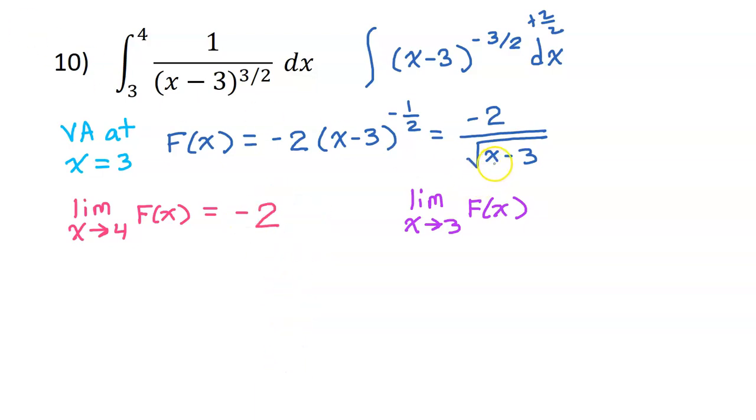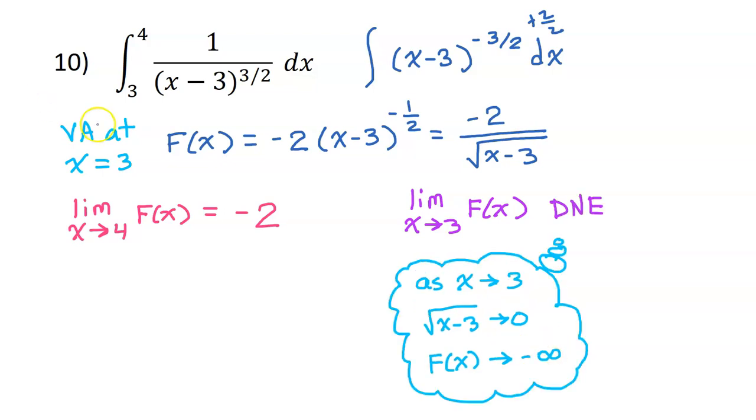We cannot do direct substitution for the second limit because if we plug in 3, that's when we are dividing by 0. That's why we have a vertical asymptote. So we have to think about this a little bit. As x approaches 3, the value of this denominator approaches 0. As the denominator gets tinier and tinier, the overall magnitude of this fraction gets larger and larger. Because the numerator is negative, capital F of x is approaching negative infinity. Therefore, this limit does not exist.